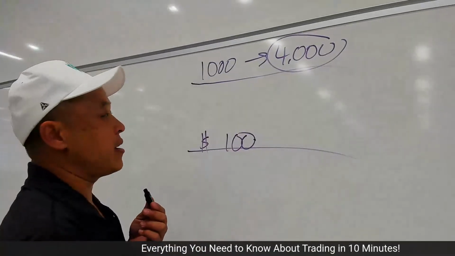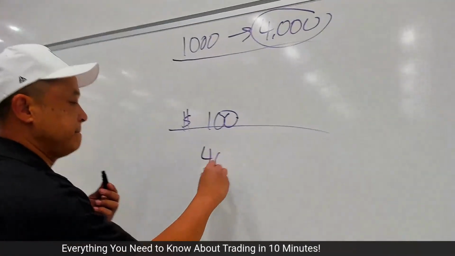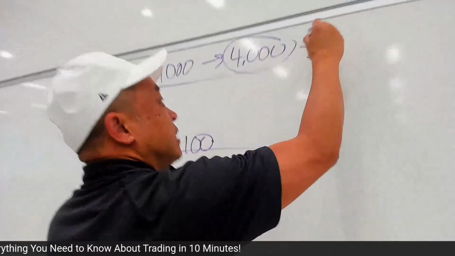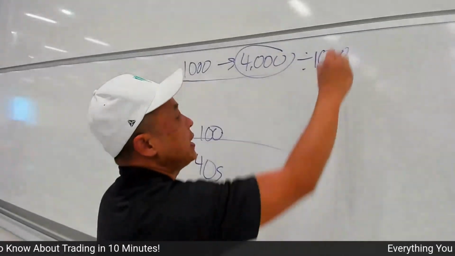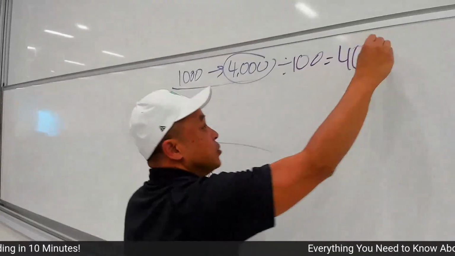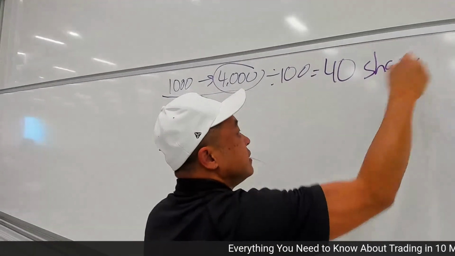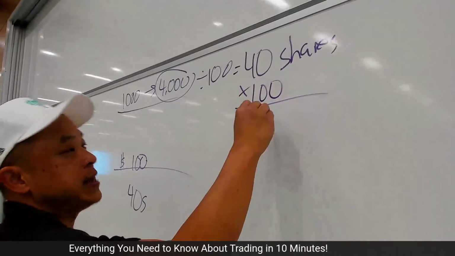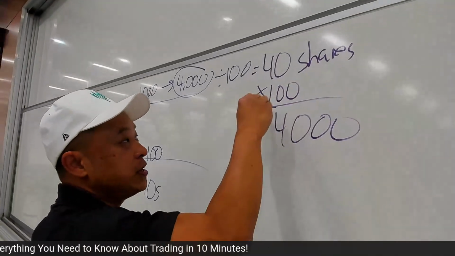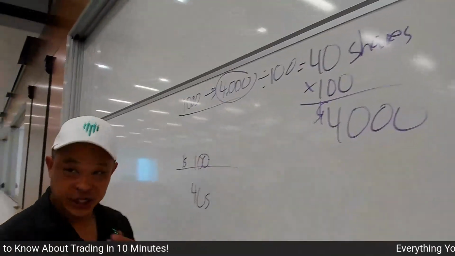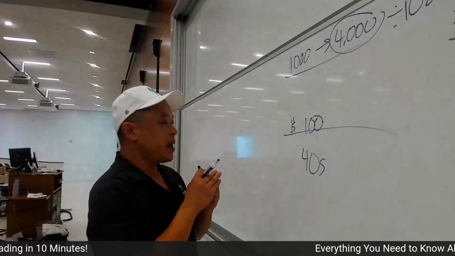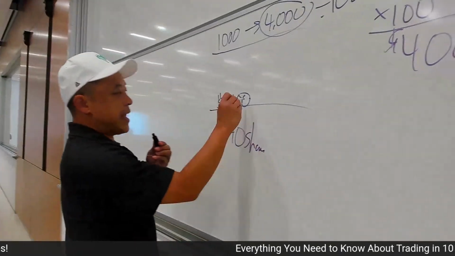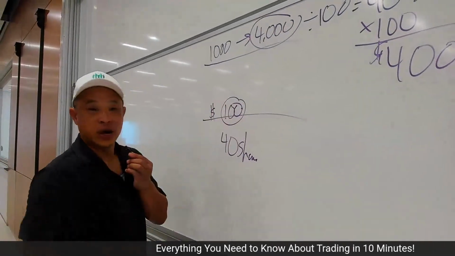How did you do that math? 4,000 divided by 100. Very good. I told you the math is not complicated. It's simple. So you could buy 40 shares, because 40 times $100 a share, that is $4,000. Would you agree? It's reverse math, right? It checks out, right? So if you could buy 40 shares at $100, right?